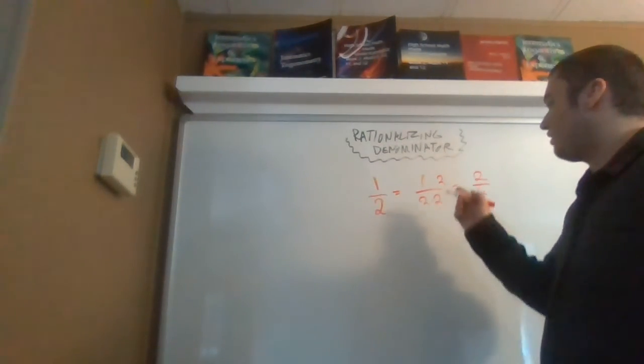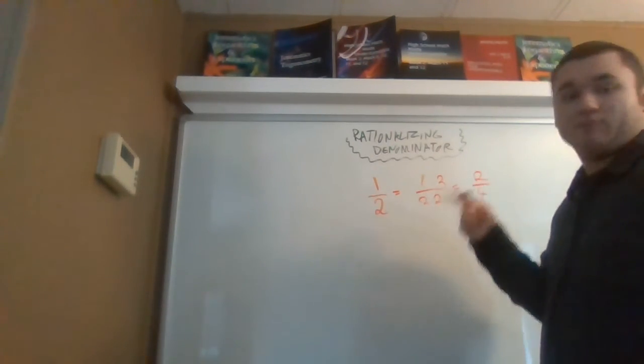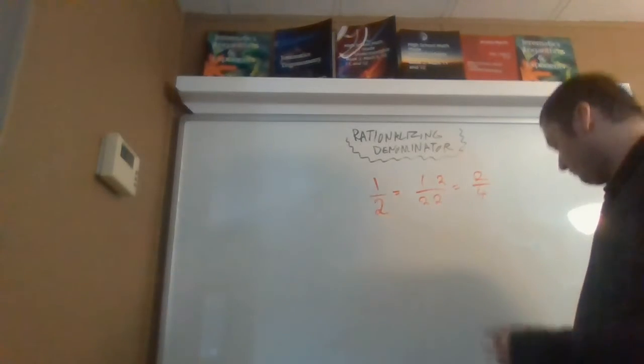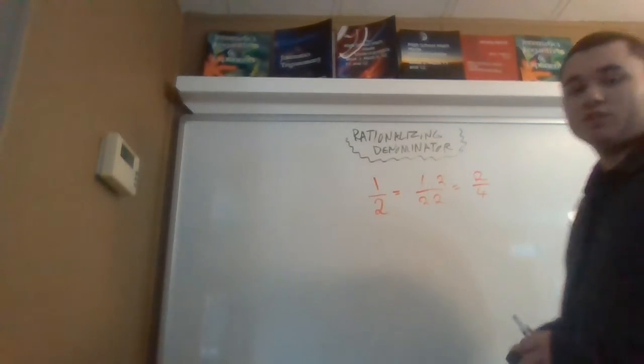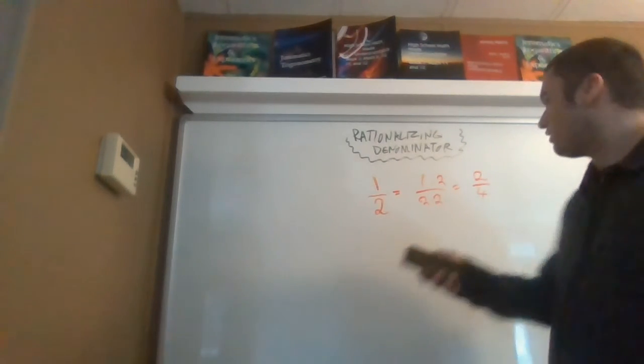What we did is we just multiplied the top and the bottom by 2 to make it look bigger, but really it's equivalent to the same thing. So whenever you multiply something in the denominator, you've got to do the same thing to the numerator so it stays equivalent.